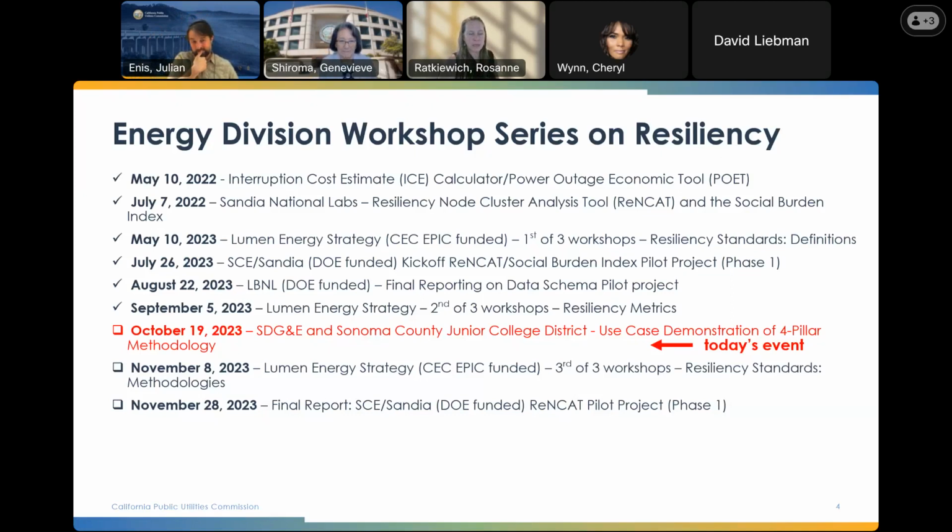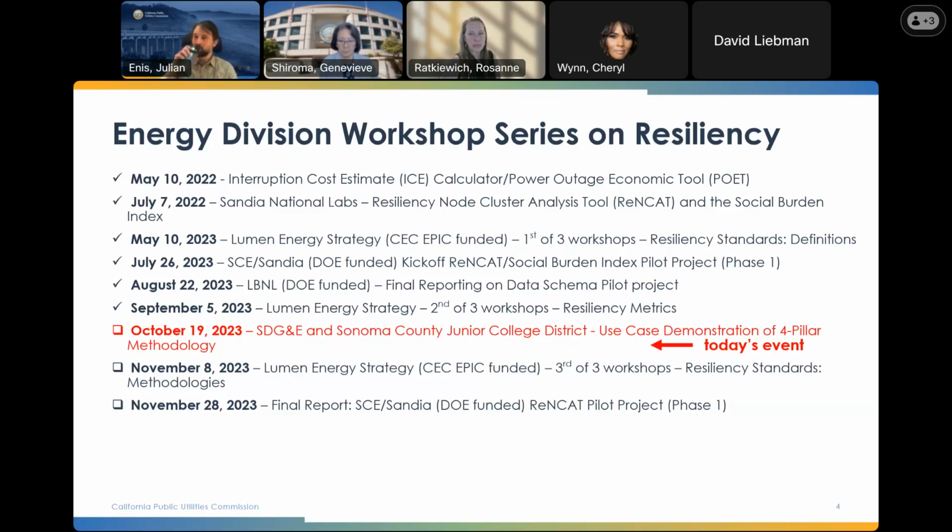So my name is Roseanne Mikevich, and I am a senior analyst on the Resiliency and Microgrids team. And just to review quickly where we've been, Energy Division staff has been conducting workshops aimed at diving deeper into some of the more complex aspects of resiliency and how to apply it to policy. In the past year, we've held sessions such as the interruption cost estimate calculator, the power outage economic tool, which are tools that have been developed to look at resiliency from a more top-down econometrics perspective.